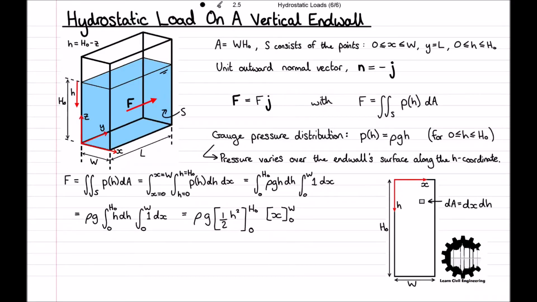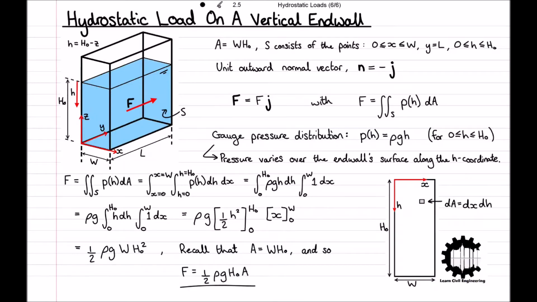Substituting in our limits, we get that F is equal to 1/2 ρg W h0 squared. Now, recall that the area of the end wall that is in contact with the liquid, A, is equal to Wh0, and so, substituting this into our previous answer, F is equal to 1/2 ρg h0 A.